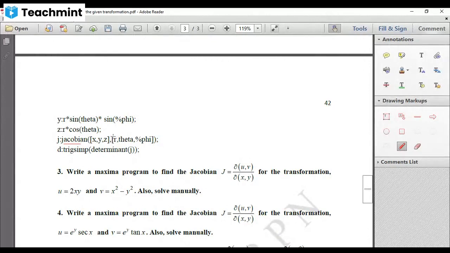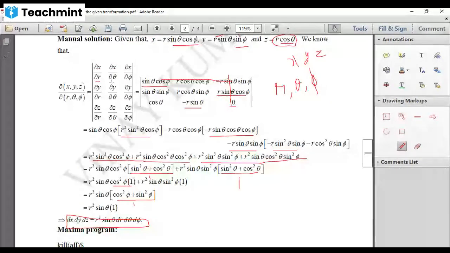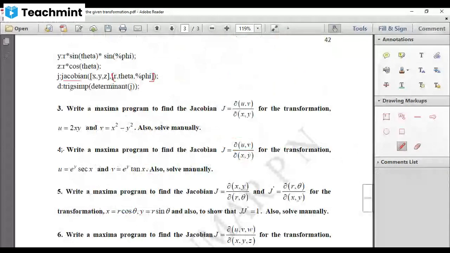Now in the second square bracket, you have to write the independent variables. What are the independent variables? R comma theta comma phi. Close the bracket with a semicolon. So now the Jacobian matrix has been stored in J. But we want the determinant of that. So D is given by determinant of J.